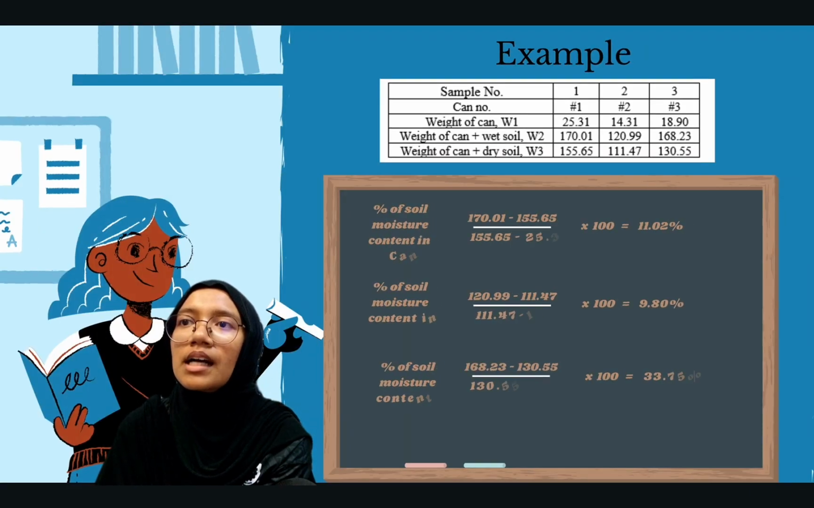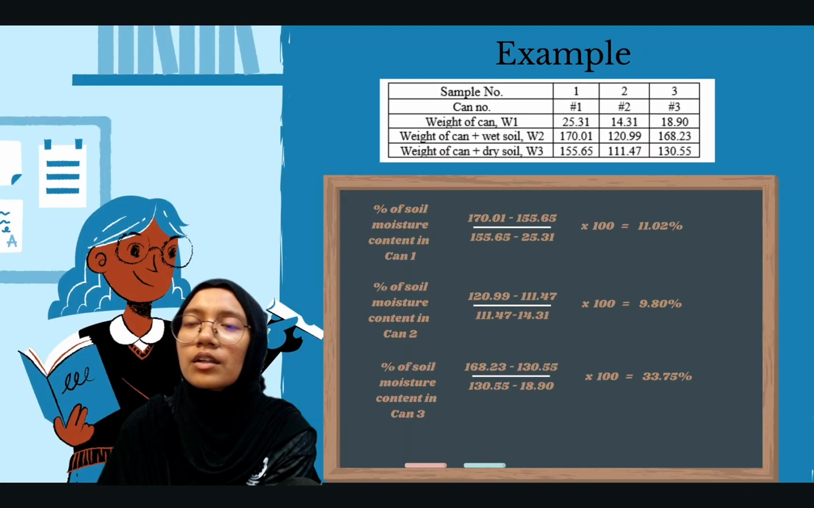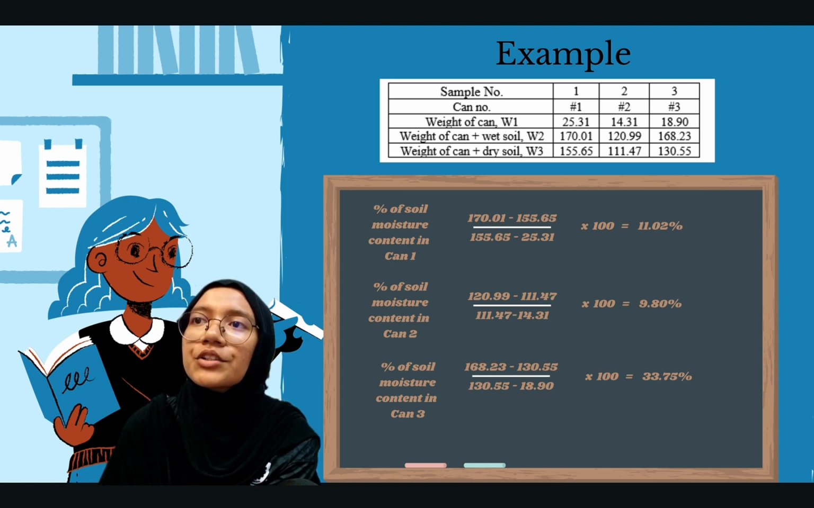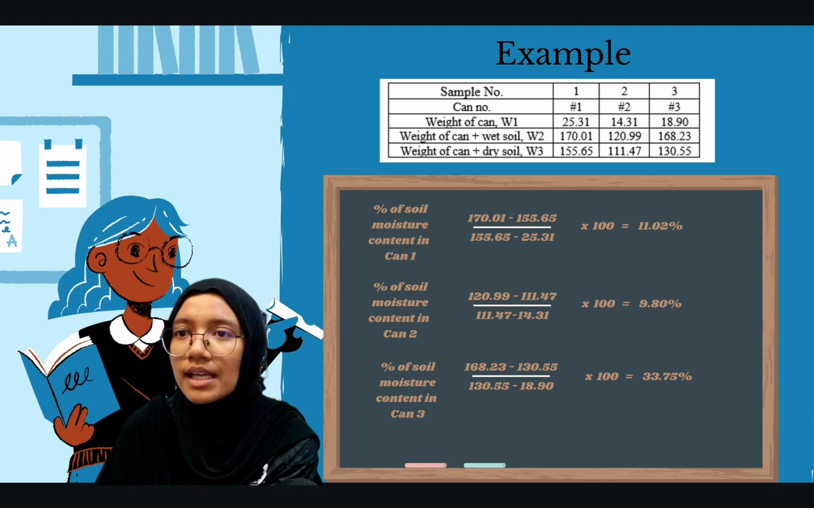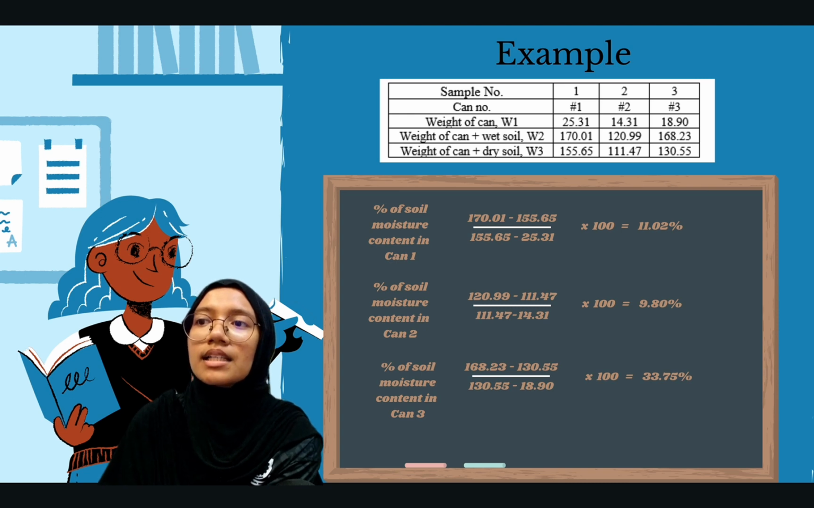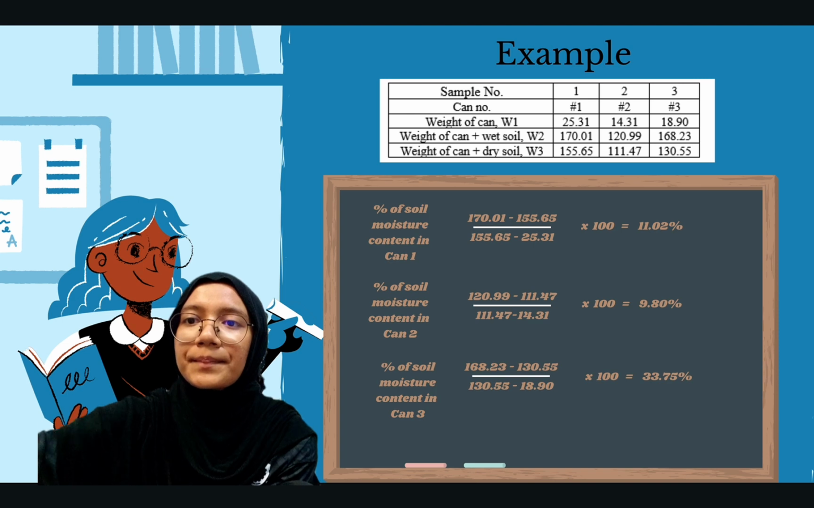So this is an example of how we calculate the percentage of soil moisture content. There are 3 cans, and the percentage of soil moisture content in can 1 is 11.02%. The percentage of soil moisture content in can 2 is 9.80%, while the percentage of soil moisture content in can 3 is 33.75%. That's all from me.